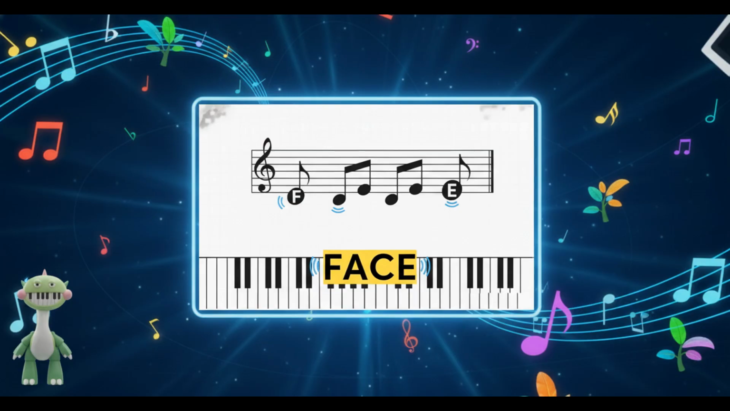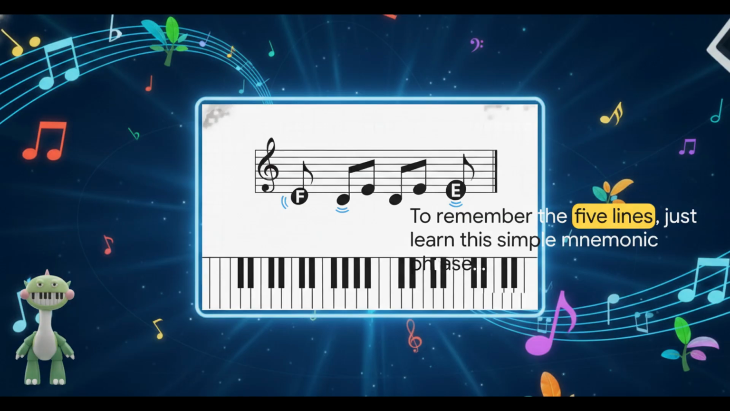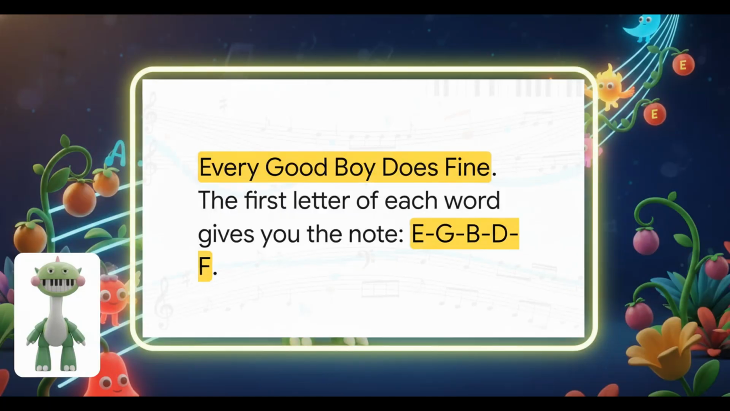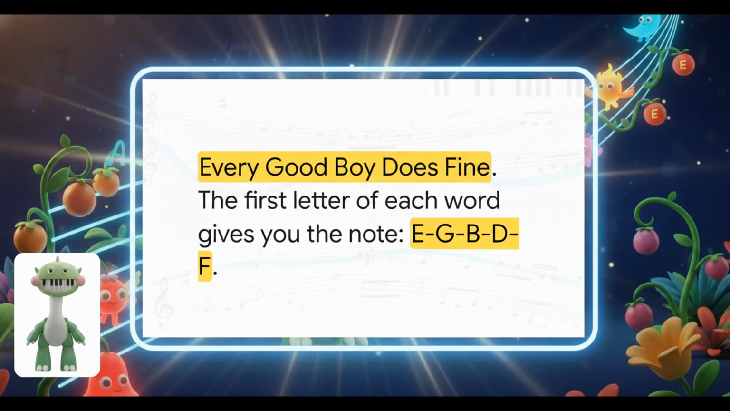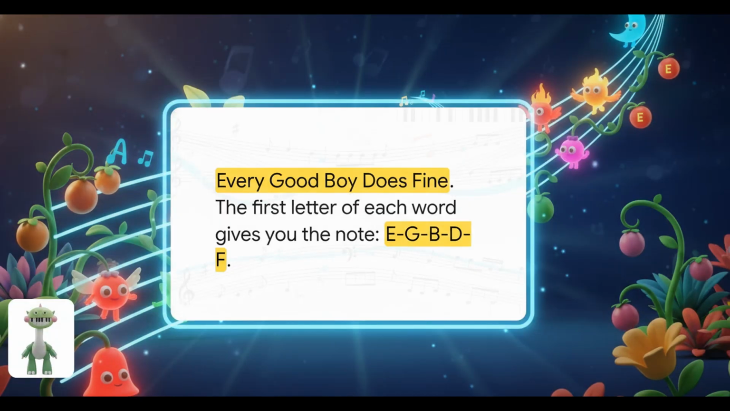How easy is that? All right, what about the 5 lines? For those, we use a classic mnemonic device, just a little phrase to help us remember the order. Every good boy does fine. The first letter of each word gives you the name of the note on each line. Again, starting from the bottom. E, G, B, D, F. Between face for the spaces and this phrase for the lines, you can now name literally any note in the treble clef. Pretty cool, right?